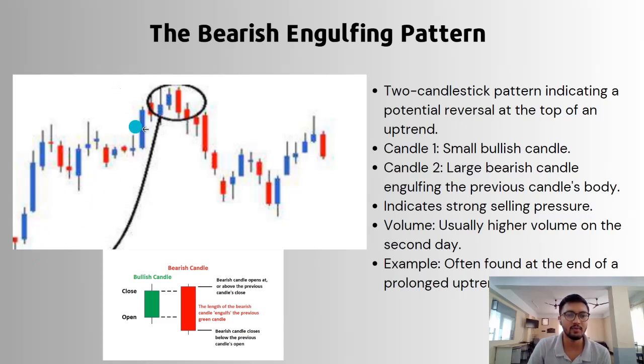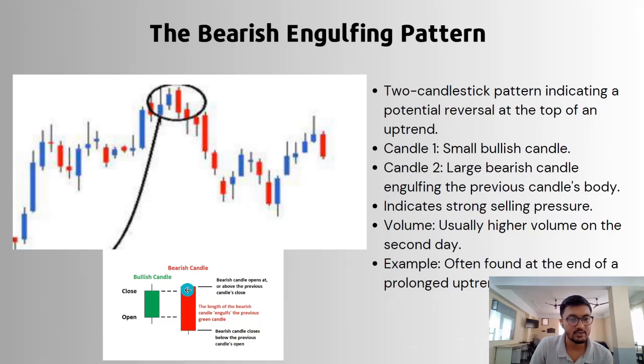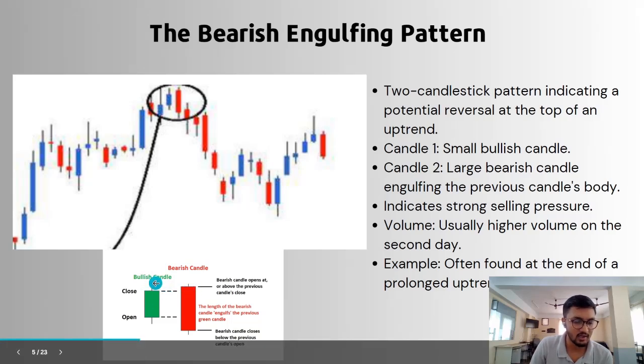You can see in an uptrend market there is a green candle, the previous candle, where this is the open and this is the close somewhere, and in the next candle there's a big red candle, and it has fully engulfed the previous small candle. You can see the opening price of this particular candle is greater than the closing price of the previous candle, and the closing price of the candle is less than the opening price of the previous candle. So this is called the bearish engulfing pattern.